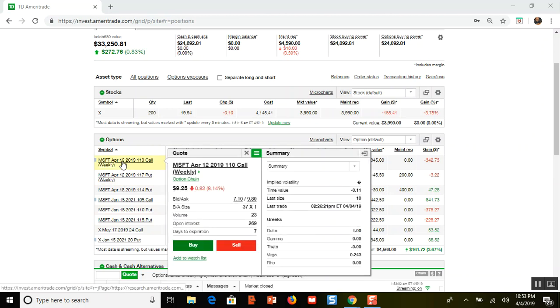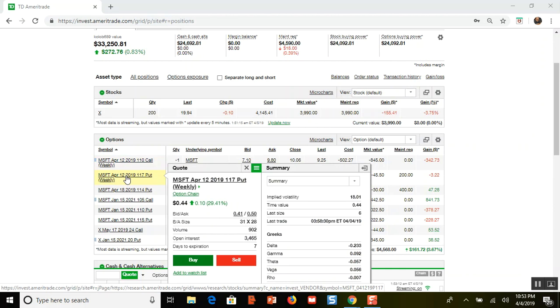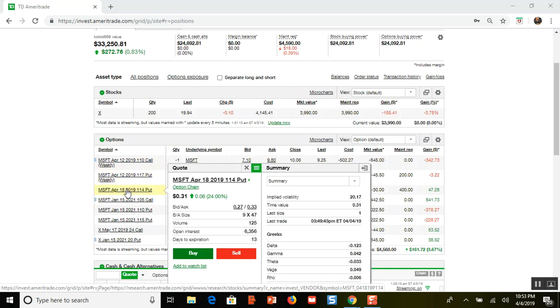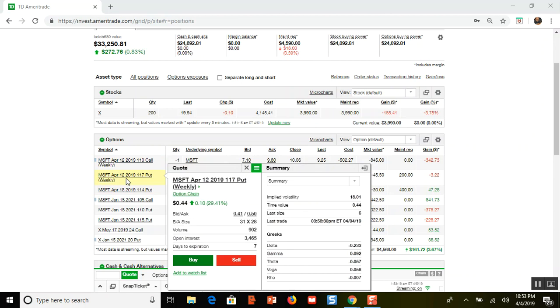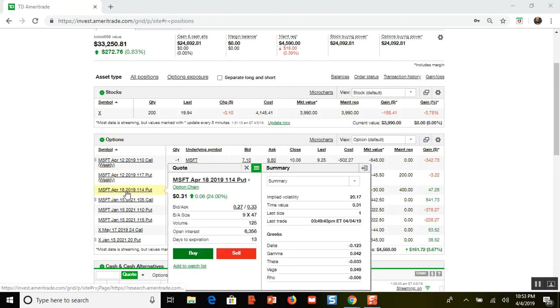And then up here are my weeklies. I sold open a weekly 110 call, which I'm going to be rolling up very soon, as that will be expiring April the 12th. And then I have two puts. I have a 117 put and I have a 114 put. The 117 put expires the 12th and the 114 put expires on the 18th in the following week.